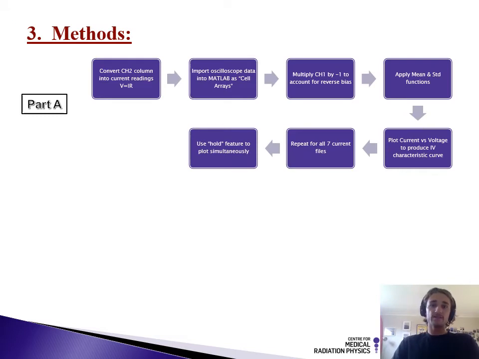First, the provided oscilloscope data was imported and the channel 2 column was converted into current readings by dividing each value by the given resistance of the circuit. The voltage column was then multiplied by -1 in order to account for the reverse bias of the system. After applying the mean and standard deviation functions, the current was plotted against voltage. This was repeated for all 7 light intensities, and the hold feature was used to plot them all together. The IV characteristics of the photodiode LED circuit could then be visualized.